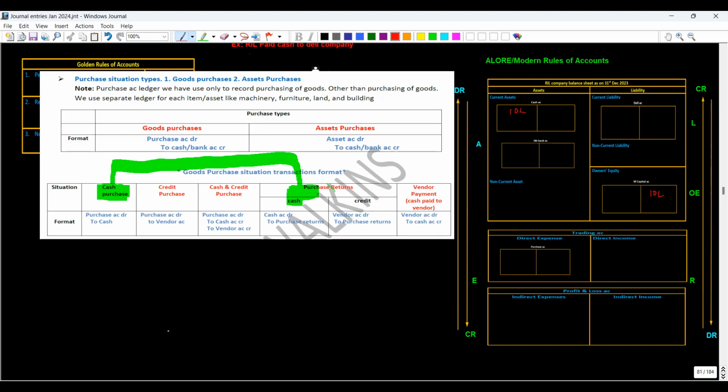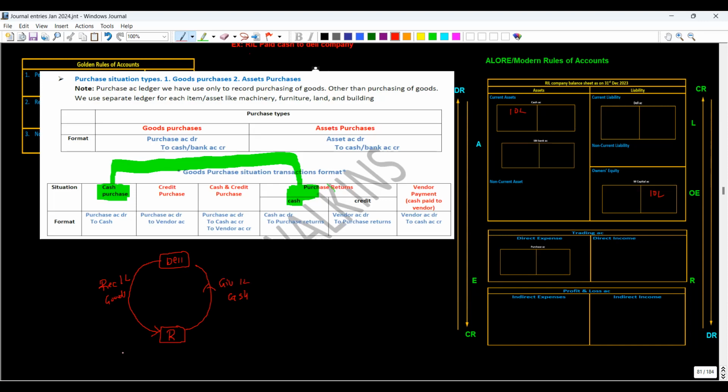In cash purchase, what will happen? Reliance company purchases goods from which company? Dell company. Reliance company received 1 lakh rupees worth of goods or laptops and paid cash, meaning giving 1 lakh rupees cash. Clear? So in this case, what entry did we record?